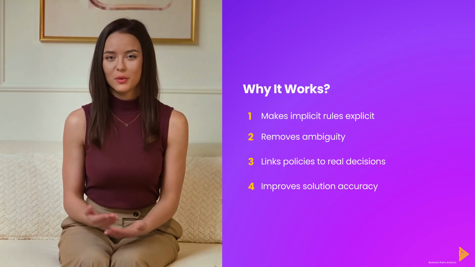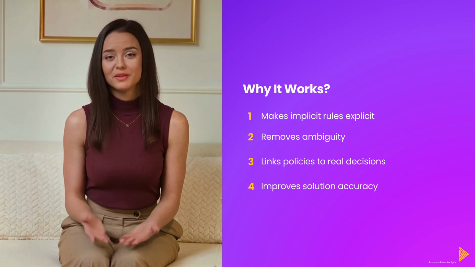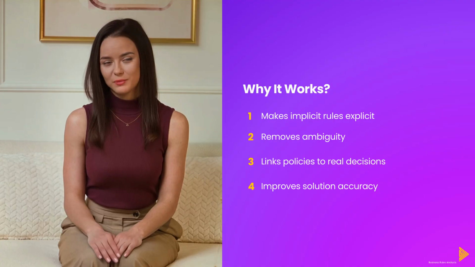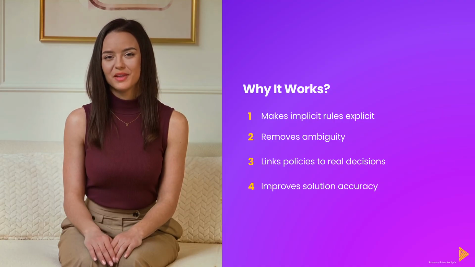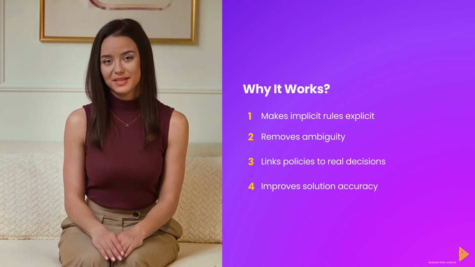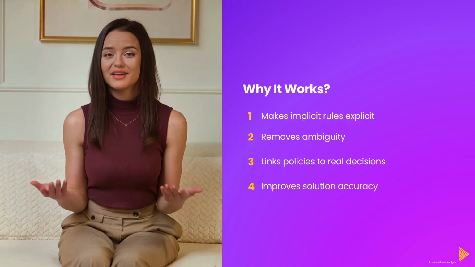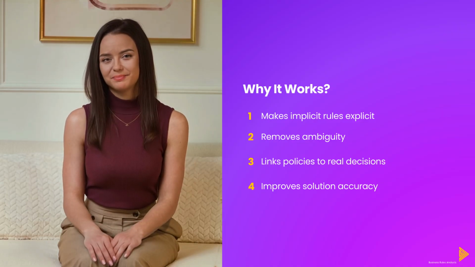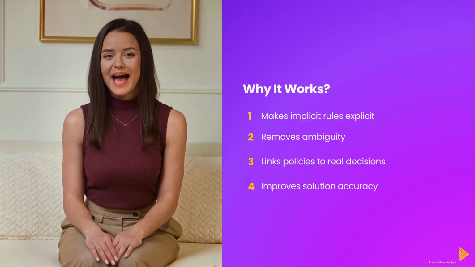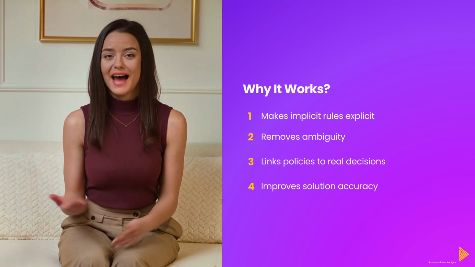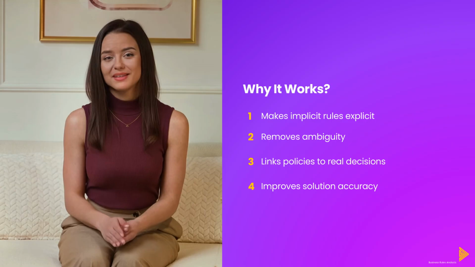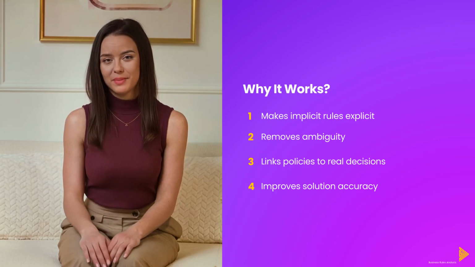Here's why the technique works so well. Making implicit rules explicit ensures no one relies on assumptions. Removing ambiguity reduces mistakes and miscommunication. Linking rules directly to policies or operational decisions makes it clear why choices are made. By doing all this, solutions accurately reflect how the business actually works, avoiding costly errors during development or deployment.